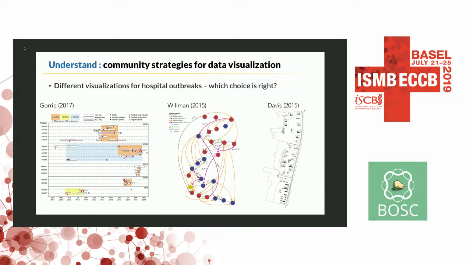The motivation for this project was actually reading a whole bunch of different research papers and seeing that for a common problem, people visualize data differently. So behind me are 3 examples of data visualizations drawn from papers for a hospital outbreak. They're shown differently. They use different data. Which one might be right in a different context?